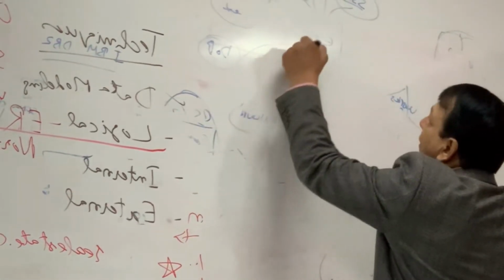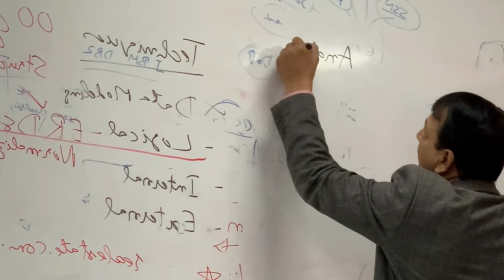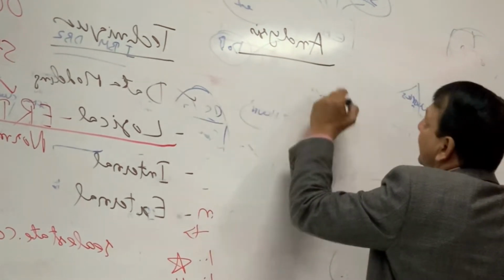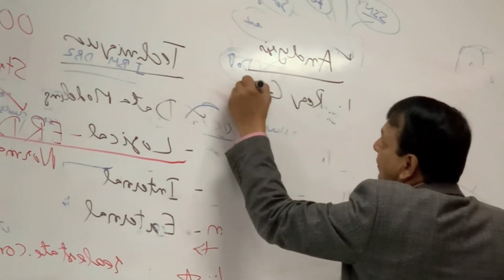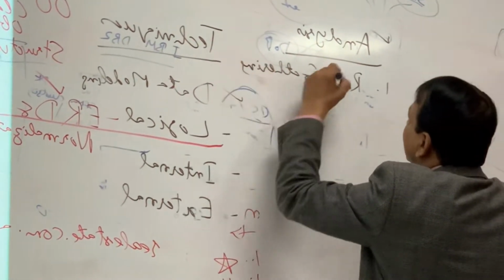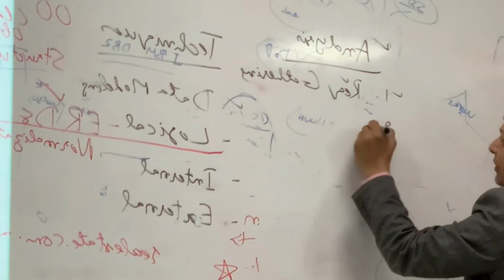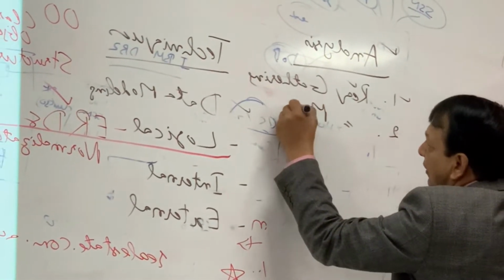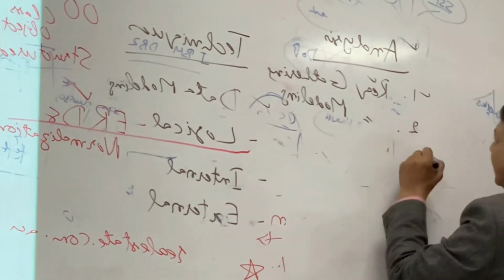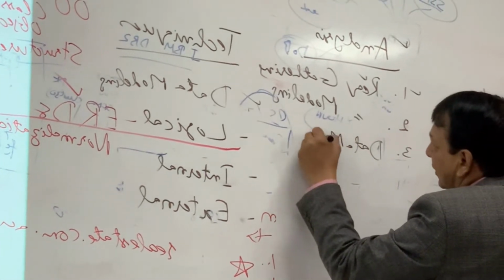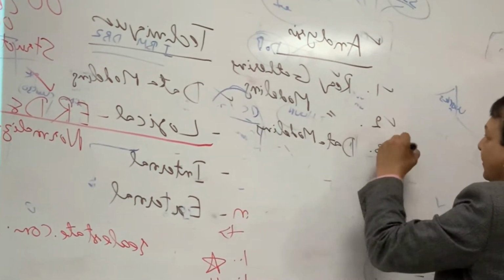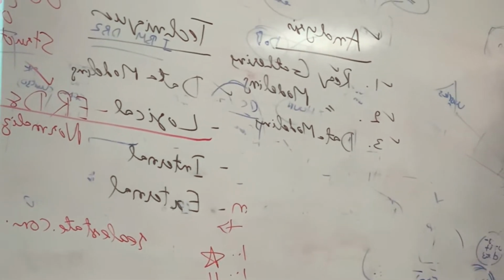Now that we have covered the analysis phase techniques: requirements gathering, done. Requirements modeling, done. Data modeling, done. Now we move to design phase techniques.